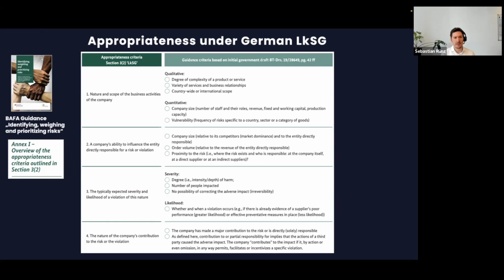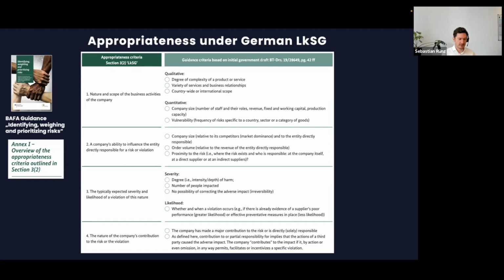Because maybe I'm contributing to the problem based on my contract design, on low prices, on high volumes, which need to be delivered in a very short time. So you need to basically evaluate these criteria and then decide with respect to your categorized suppliers which measures are appropriate and which measures you want to take.